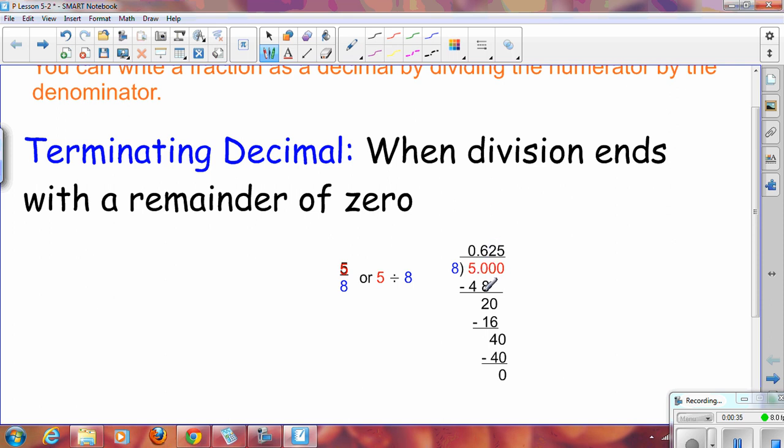That makes 48. We subtract and get 2, bring down a 0. 8 goes into 20 2 times. That's 16. Subtract and get 4, bring down another 0. 8 goes into 40 5 times. That's 40, and you wind up with a remainder of 0. That's how you know you're done. 0.625. This is what we call a terminating decimal, because we eventually wound up with a remainder of 0.